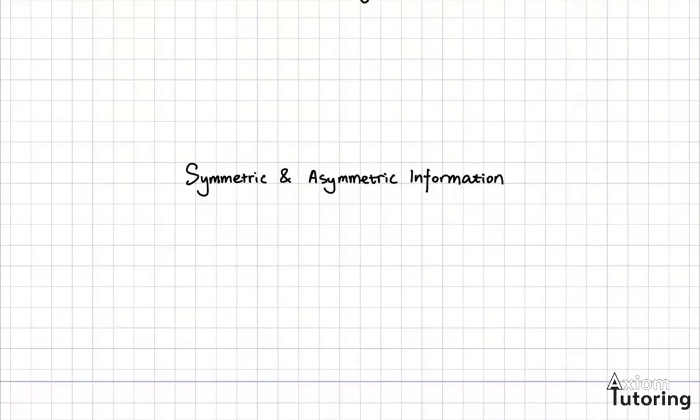In a market, buyers and sellers make decisions based on information. Consumers need information about price, quality, risks, and benefits. Producers need information about consumer demand, prices, and market conditions. When both sides of a transaction have the same information, we call this symmetric information.